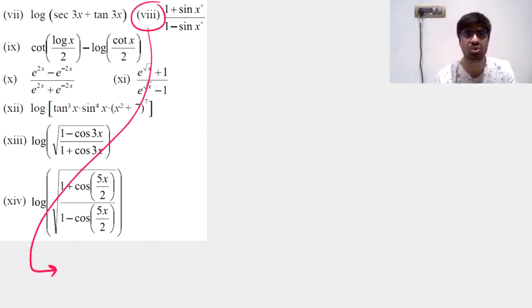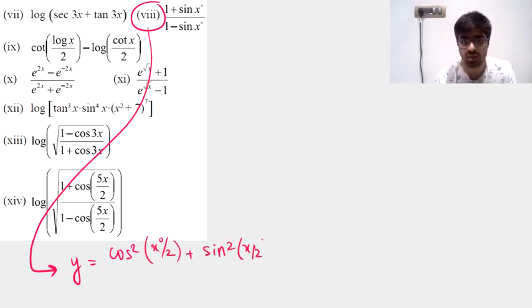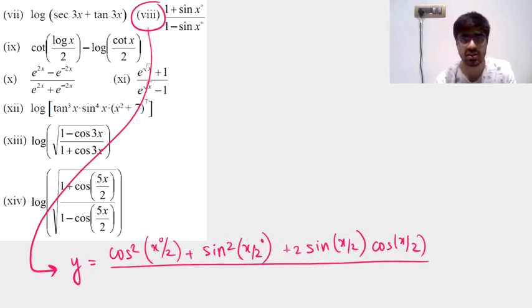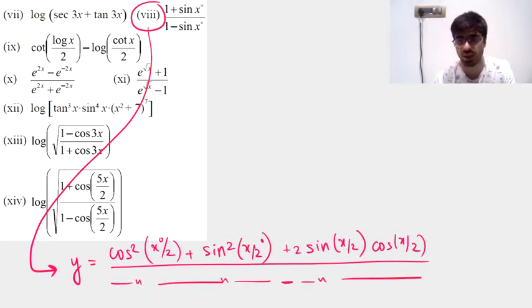For the eighth one, I'll prefer to apply a little bit of trigonometry. That is, I'll prefer to write 1 as cos square x degrees plus sine square x degrees. In fact, cos square x by 2 plus sine square x by 2, x degrees by 2 or x by 2 degrees is one and the same, plus 2 sine x by 2 cos x by 2. I'm not writing the degrees separately for now, but you need to understand that it's there. 1 minus sin x will be cos square x by 2 plus sine square x by 2 minus 2 sin x by 2 cos x by 2.